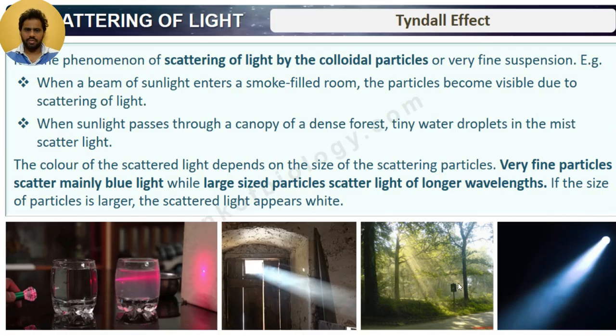When sunlight passes through the canopy of a dense forest, tiny water droplets in mist scatter light. Okay, the color of scattered light depends on the size of the scattering particle. Very fine particles scatter mainly blue light, while large size particles scatter light of longer wavelength. If the size of particles is larger, scattered light appears white.